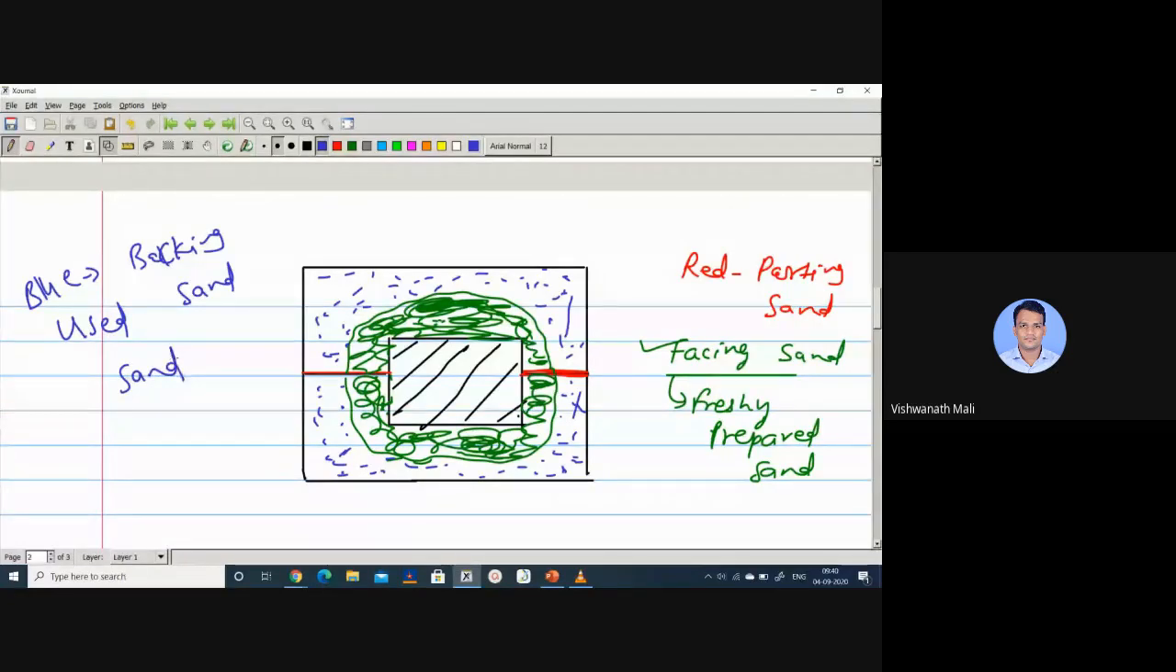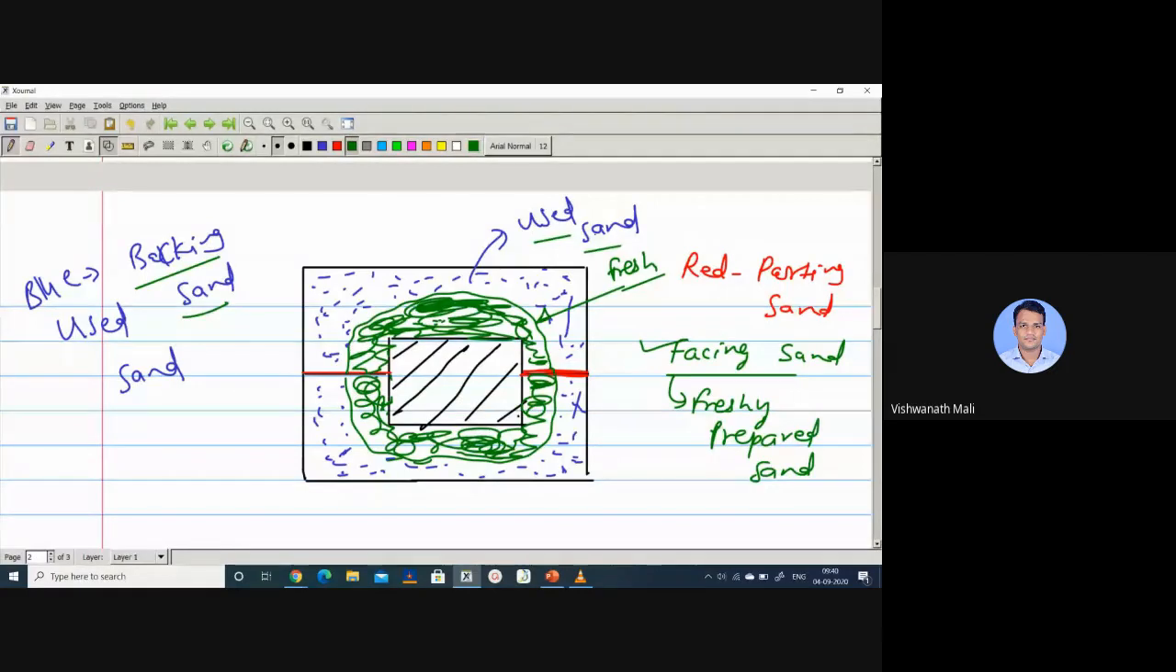Means after preparing the casting, we break that mold, we take the casting out, and whatever sand remains is called used sand, and that is used to back the green part, that is facing sand. Understood this? Whatever this blue part is, that is already used sand, and whatever the green part is, that is fresh sand. Fresh sand is called facing sand, which is used near the pattern, near the cavity.